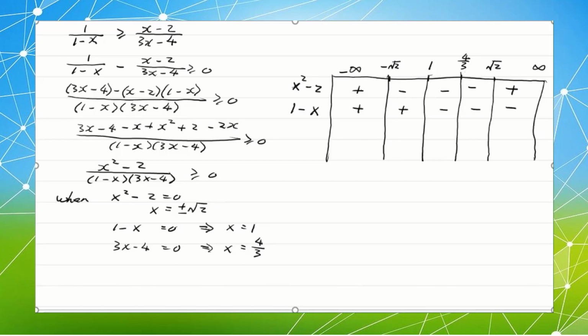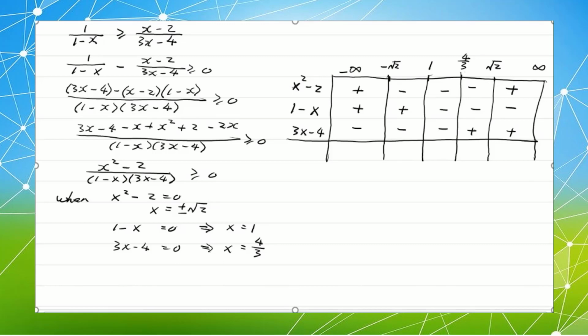Now we test the factor 3x minus 4. For x less than negative square root of 2, the value is negative. From negative square root of 2 to 1, the value is negative. From 1 to 4 over 3, it is negative. From 4 over 3 up to square root of 2, it is positive. And greater than square root of 2, it is positive.